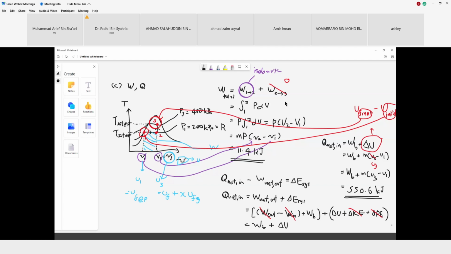Itu saja untuk soalan 15. Saya harap kamu jelas dengan penerangan yang diberikan untuk soalan nombor 11 dan juga soalan nombor 15.